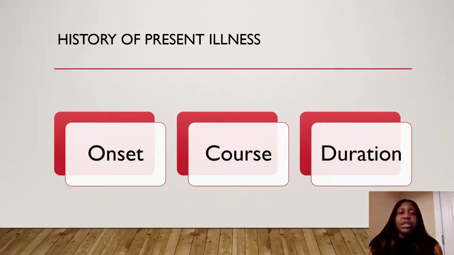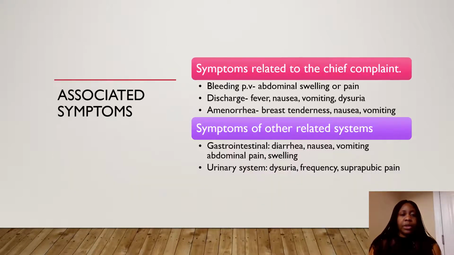The duration is important because if it's been just a few days, it would suggest an acute condition. But if it's been there for months, then it would suggest more a chronic condition. The associated symptoms can be regarded as being directly related to the chief complaint or being a symptom of a related system. So if we're thinking about symptoms related to the chief complaint, if we have bleeding, for example, related symptoms would be abdominal pain or swelling. If we had discharge as a chief complaint, related symptoms may be fever, dysuria, nausea, vomiting. And if the chief complaint was amenorrhea, the related symptoms may be breast tenderness, nausea, or vomiting.